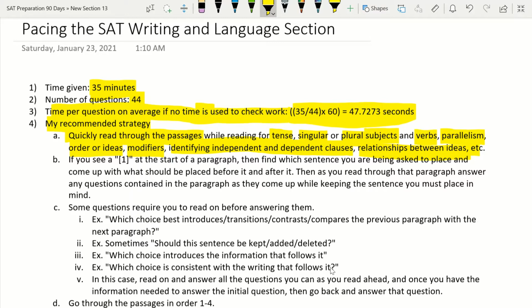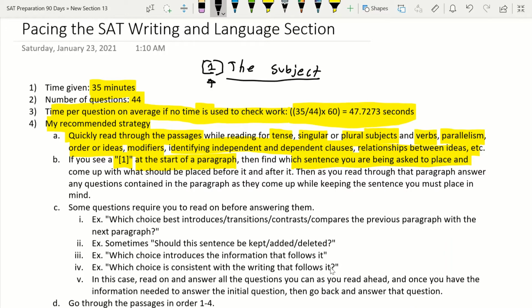The next thing, if you ever see a 1 at the start of a paragraph, then what I recommend doing is finding the sentence that you're going to be asked to place. If you see a 1 at the start of a paragraph and it's right next to that sentence, let me quickly write an example. Say that we have a 1 like this, and then we have some subject of a sentence. You have the start of your sentence right here, and you have a 1 placed next to it.